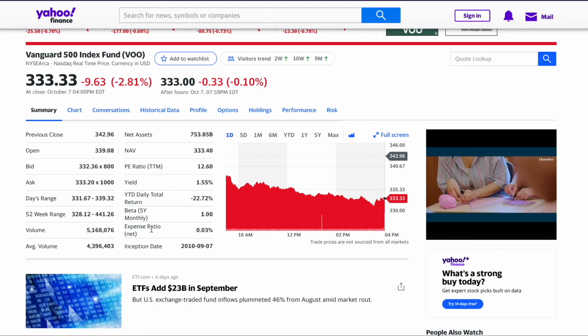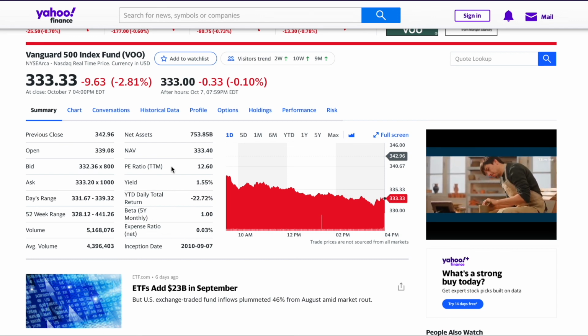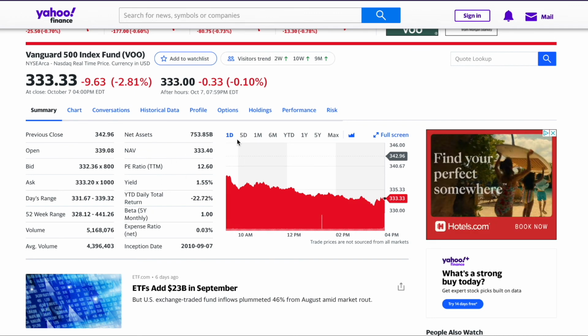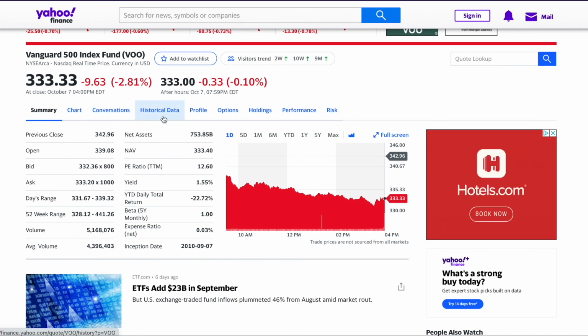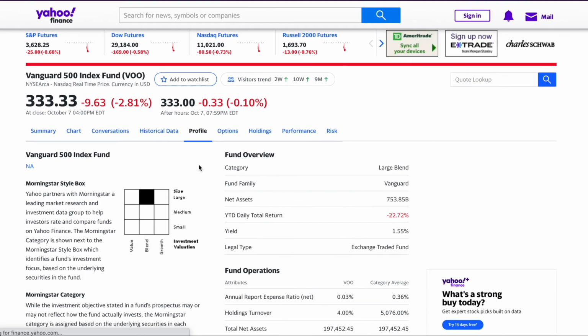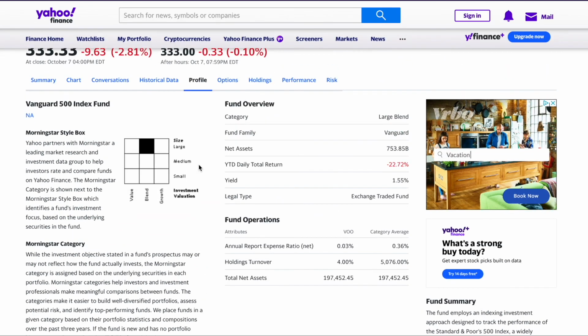You can get the expense ratio of 0.03% for this one. You get the PE ratio of 12.6, the yield, and the net asset value. So you can get a general overview of information, and you can get a little bit deeper in this one as well. I do like Yahoo Finance a lot. They've got a great app, so you get a lot of information about the funds and ETFs. So the information is out there.